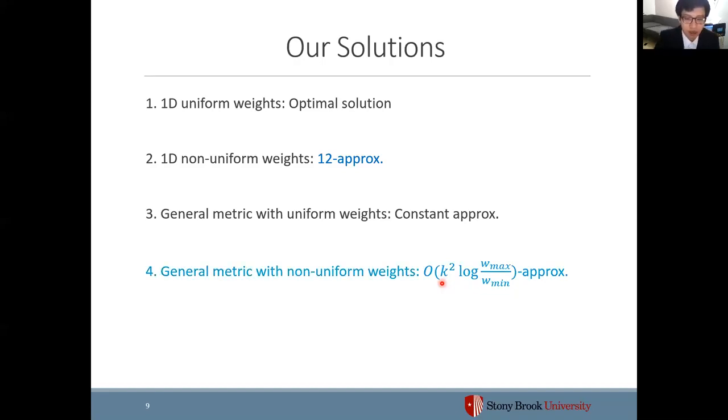Due to time, I will only introduce the fourth one. And if you are very interested, you are very welcome to refer to our paper, which is already uploaded on arXiv.